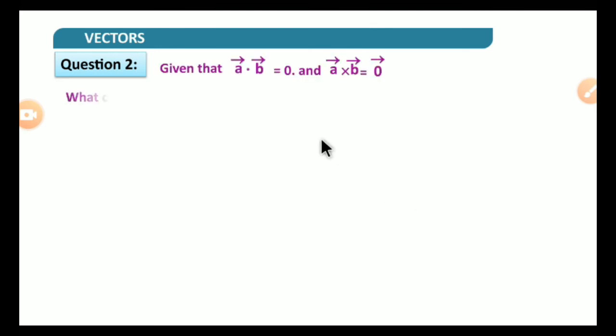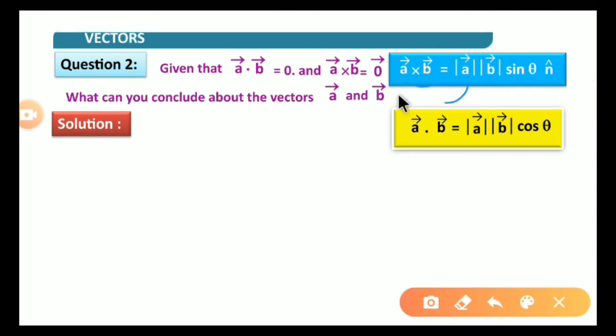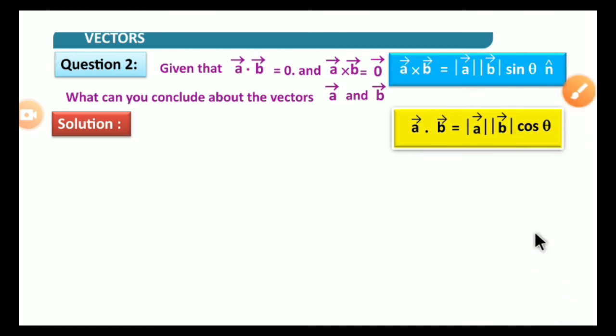Similarly, we will take one more question. Given that a dot b is equal to 0 and a cross b is equal to the 0 vector, what can you conclude about the vectors a and b? For the solution, consider these two definitions. a cross b is equal to the magnitude of a into the magnitude of b into sin theta into n cap. Similarly, the definition of a dot b is the magnitude of a into the magnitude of b into cos theta.